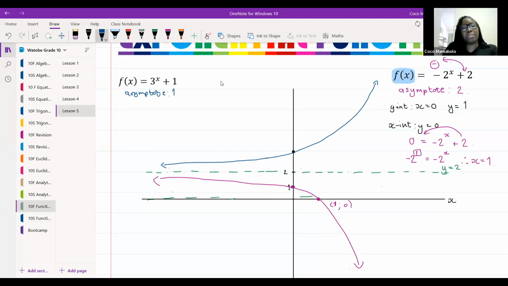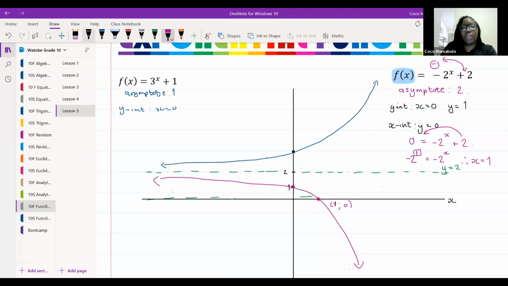And find me the y-intercept, guys. When x is equal to 0, what is y equal to? While I take Sibahle's question. Sibahle, what's up? Ma'am, I still don't understand the bottom graph below the asymptote. Yes. Why is it at 1?